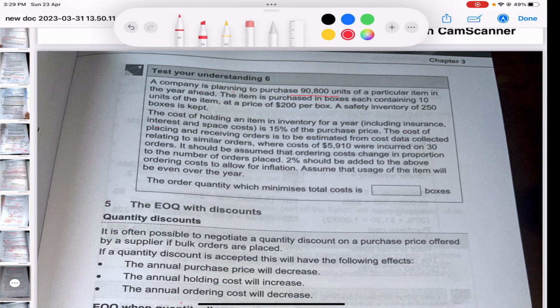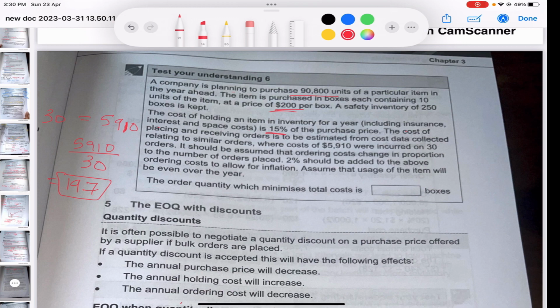The cost of holding an item for the year is 15% of the purchase price. So that would be 15% of 200. The cost of placing and receiving the orders is where costs of 5910 were incurred on 30 orders. So 30 orders would be 30 boxes, right? So if the cost for 30 orders is 5910, then what would be the cost of one order? 5910 upon 30, unitary method obviously. So this is very basic. So this would be 197. So cost of placing one order is going to be $197.